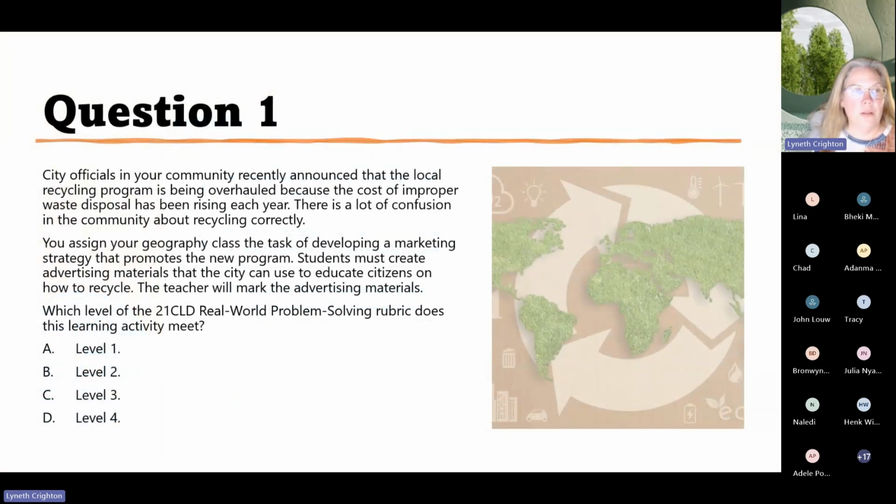So the story goes, or case study, is that city officials in your community announced that the local recycling program needs to be overhauled due to the cost of improper waste disposal rising. So there's a lot of confusion about recycling. So you assign your geography class the task of developing a marketing strategy that promotes the new program. Students must create advertising materials that the city can use to educate citizens on how to recycle. The teacher will mark the advertising materials.